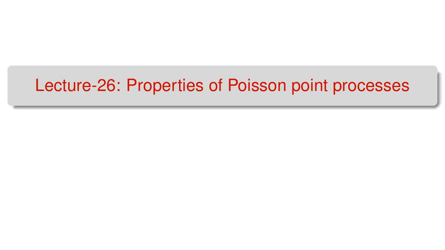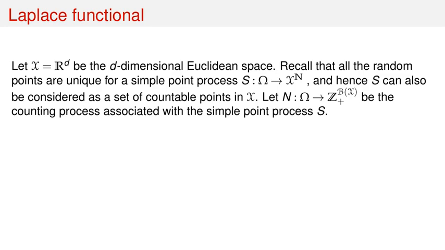In this lecture, we will continue our discussion on Poisson point processes, focusing on some of their key properties. We'll start by introducing the Laplace functional. Let's consider script X, which is our familiar d-dimensional Euclidean space, R^d.